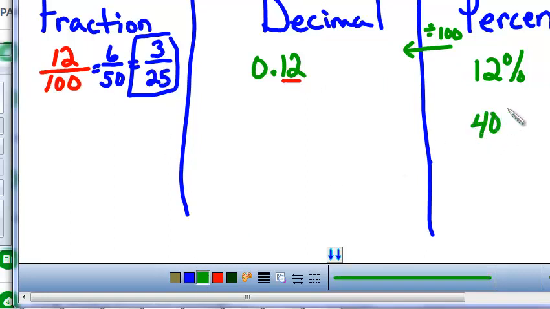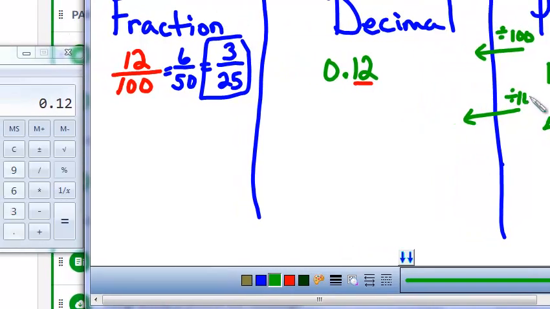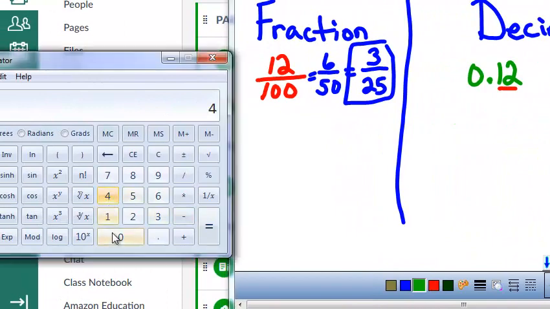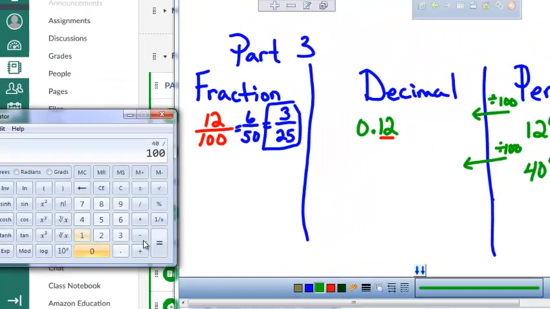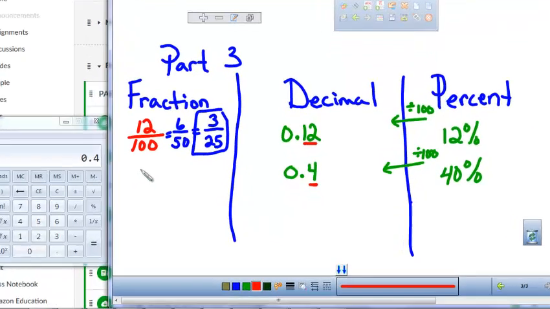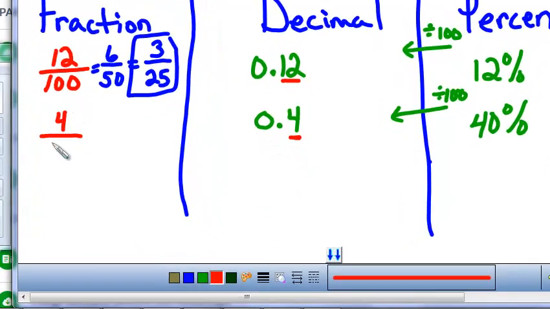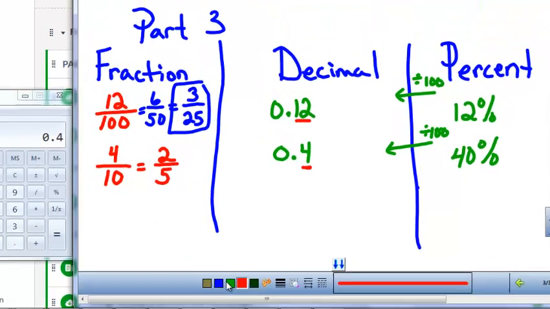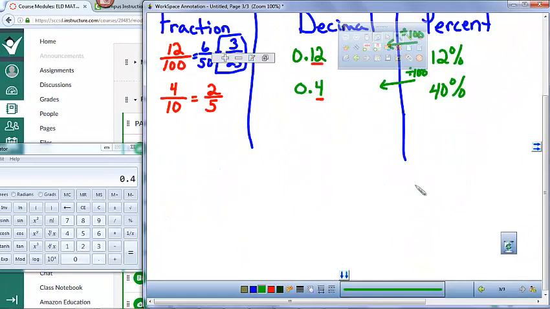Let's try 40%. So we're going to divide by 100. 40 divided by 100 is 0.4. And then we're going to change it to a fraction. So the number is 4. And it's one number, so it's over 10. Then you simplify, so you get 2 over 5. All right, let's try another one.